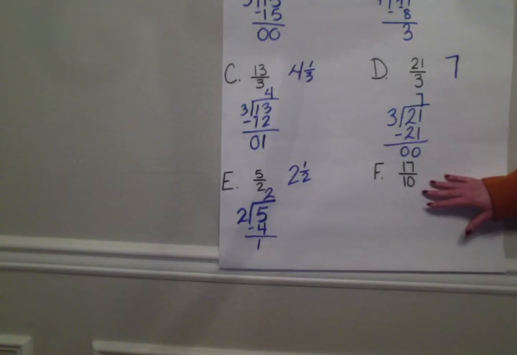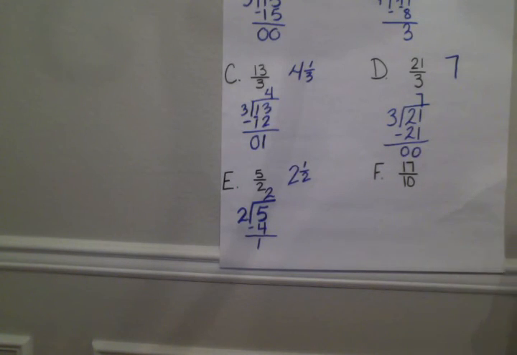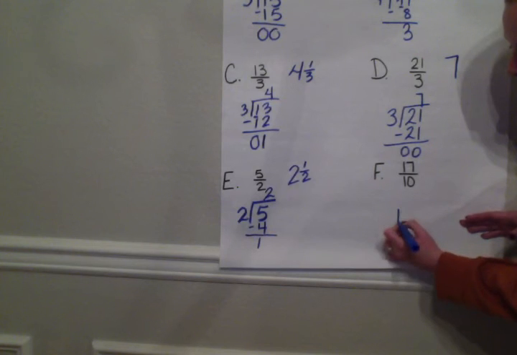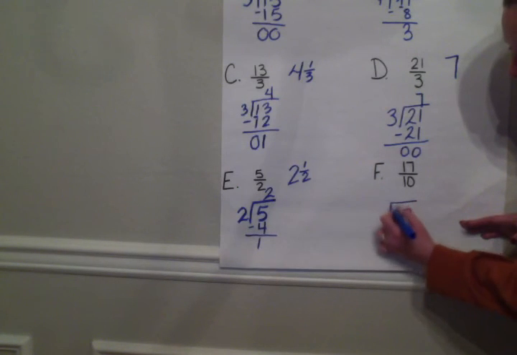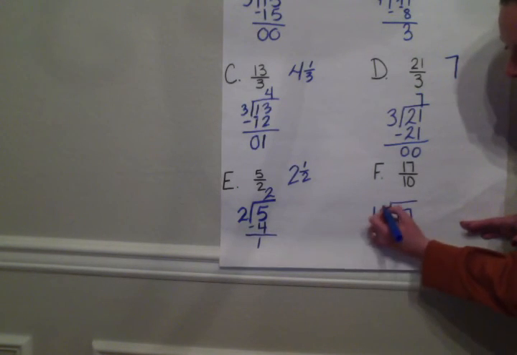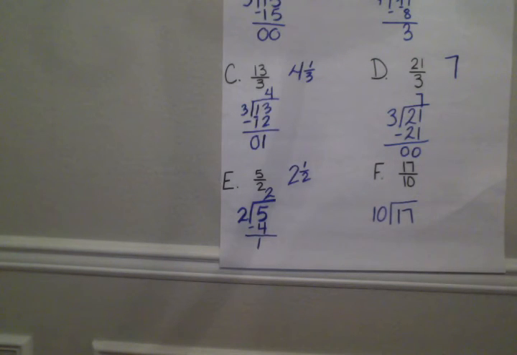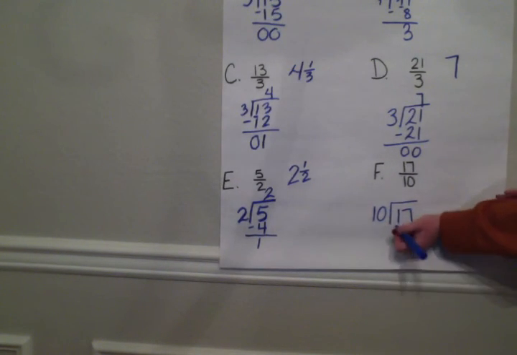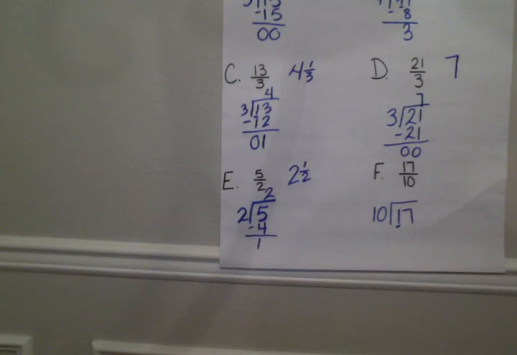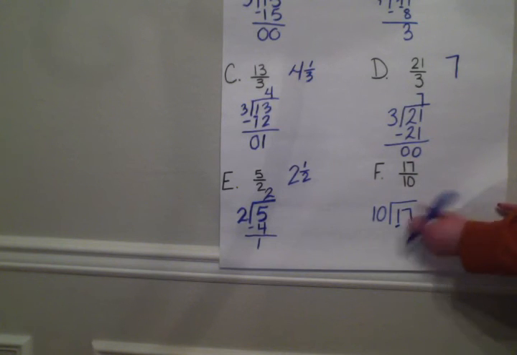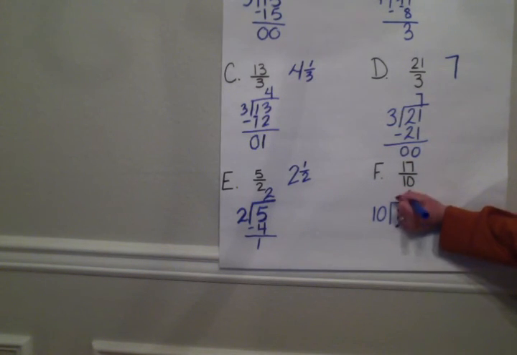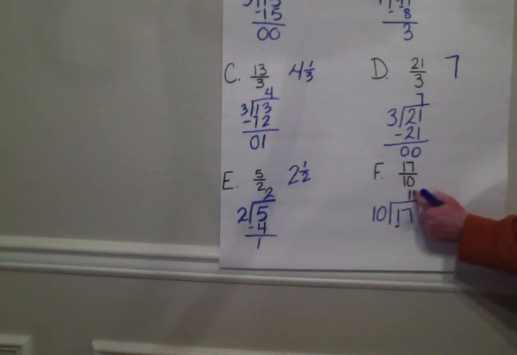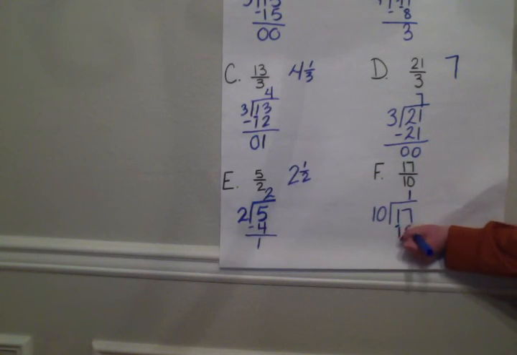So here's our very last one. My numerator is going to go inside. My denominator is going to go outside. How many groups of 10 can I take out of 1? Well, I can't. It's not big enough. How many can I take out of 17? Well, that would be 1, because I know 10 times 1 is going to give me 10.